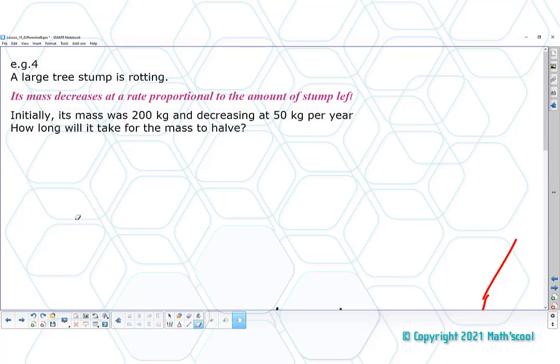And decreasing at a rate of 50 kilograms per year. Okay, so in 1 year, 50 kilograms of it are gone. It'll be at 150 kilograms. And in another year, another 50 kilograms would have gone. It'll be at 100 kilograms. So for the mass to halve, take 2 years. Easy.